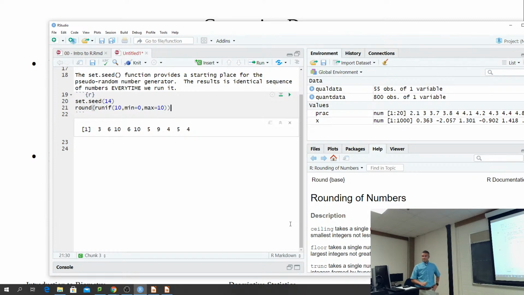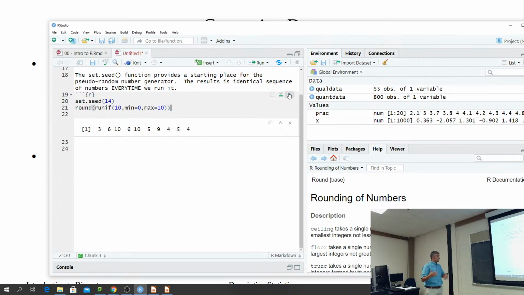Get the same numbers? Yeah, we should. If I run this again, I get the same numbers, over and over and over again. It's a pseudo random number generator. We gave it the starting point, 14, and from there, we get the exact same sequence of numbers. This is really good if you are doing an analysis with random number generation or randomization tests, and you want repeatability of your results. Whatever the seed is, that's the starting point for our random number generation.